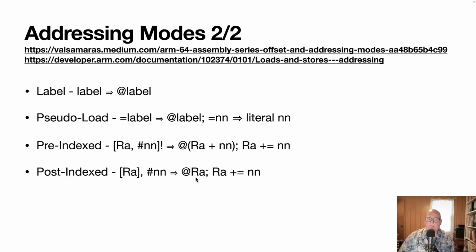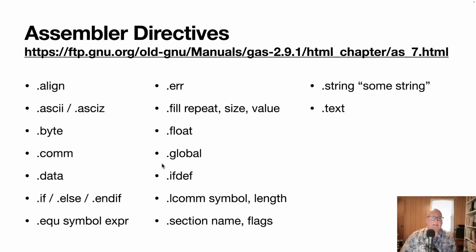It's get the access and then increment things after you've already given it. And notice this one, the number is outside. This one, it's inside, and there's an exclamation point to remind you. I don't know why. It's a little one-off syntax, I guess. All right, next, assembler directives.